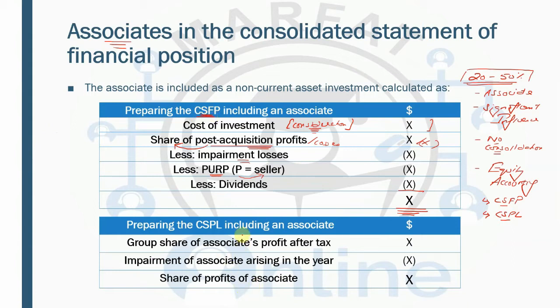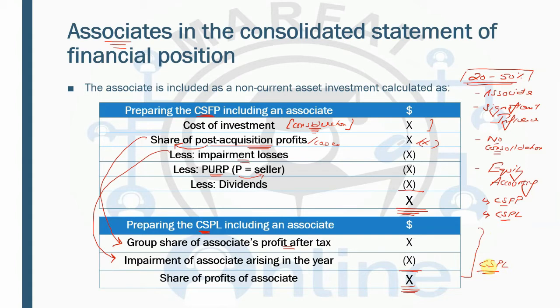So this is the first thing you need to understand, the associate figure in the consolidated statement of financial position. And then there will be the associate figure in the consolidated statement of profit or loss, which is simply the post-acquisition profit, because the profit is recorded in the statement of profit or loss, and then any impairment will be reported. This net figure, post-acquisition profits minus impairment, will be recorded in the consolidated statement of profit or loss. I'll be showing you this figure as well when we reach the consolidated statement of profit or loss.